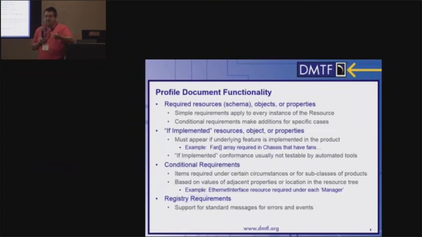Mandatory means it must be there. Recommended is I'd like it to be there. And if implemented is, if you have this, then you must have that kind of thing. So those are the levels of conformance. And then we have the ability to make some conditional requirements. This allows for things like, if there's a CPU temperature sensor, there needs to be a matching CPU, obviously. And there are some other structural pieces that just work for various use cases in the schemas.